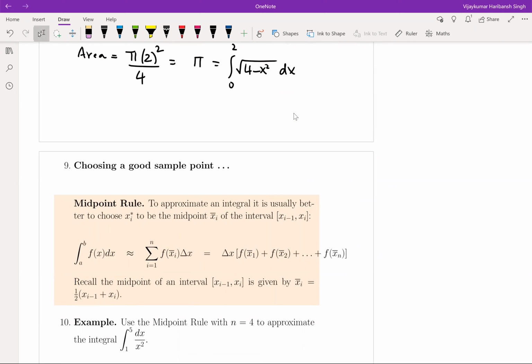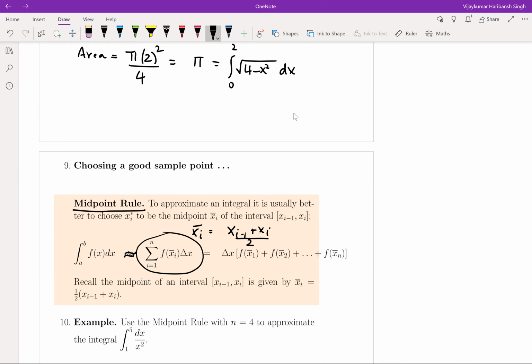Now, sometimes we are happy with an approximation. It may not be a precise approximation, but a good enough approximation. So one of those approximations is the midpoint rule. The integral from a to b of f(x) dx can be roughly written as the summation, i going from 1 to n, of f of xi bar times delta x. What is xi bar? Xi bar is the midpoint of x(i minus 1) and xi. So the midpoint is going to be (x(i minus 1) plus xi) divided by 2. Now note that there's no limit being taken here. So this is an approximation, all right?